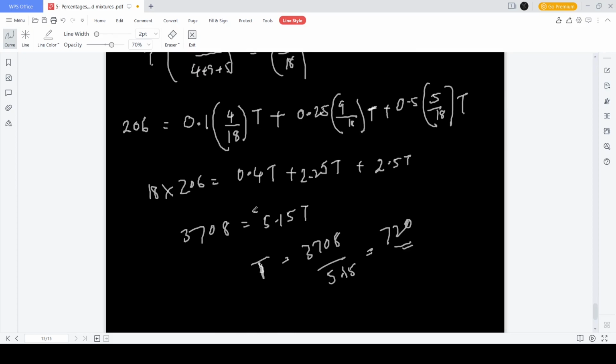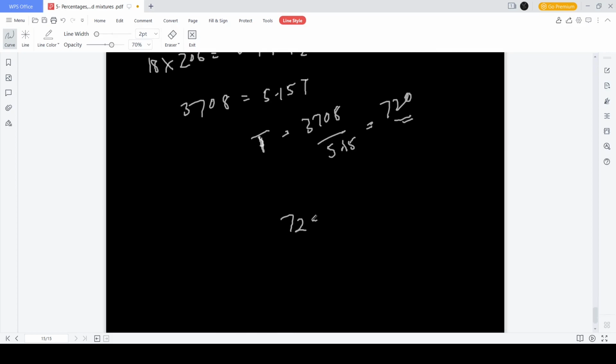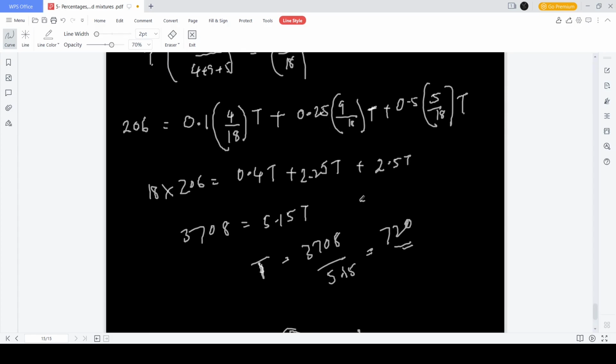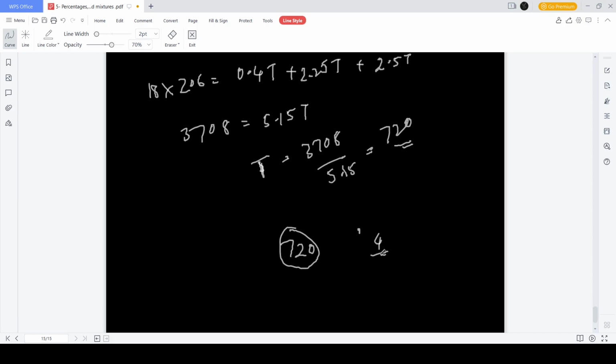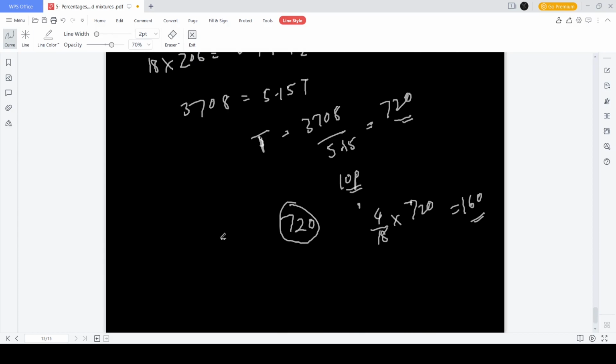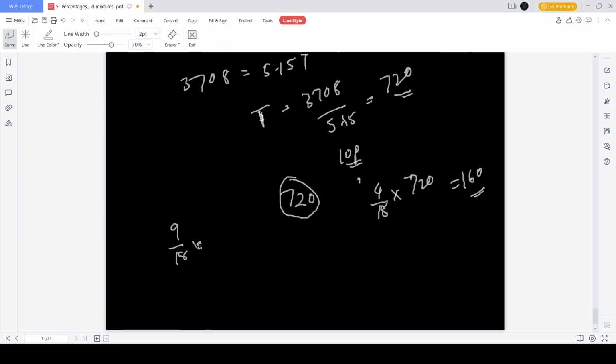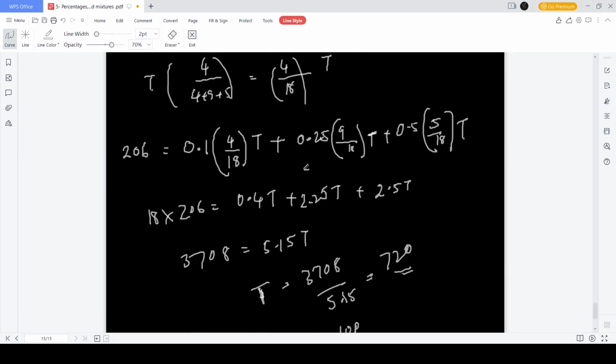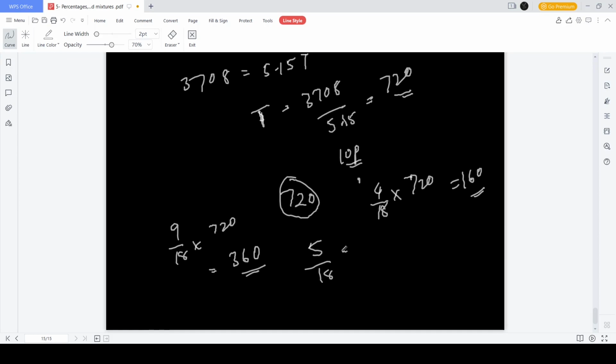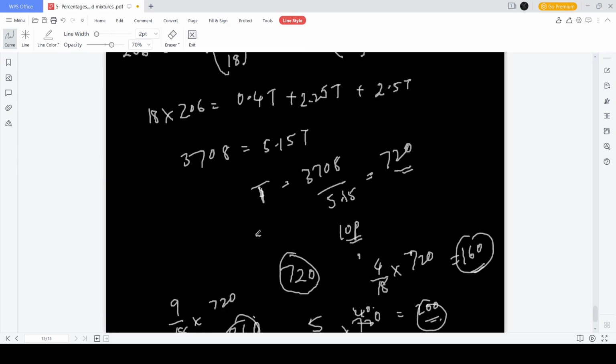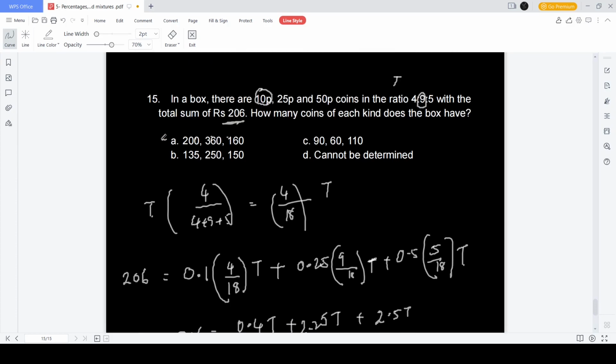So now we have to find out how many 10 paise coins are there. Again, using the same thing, we get 720 as the total. So for the 10 paisa coins, there are 4 by 18 into 720, which is nothing but 160. Similarly, the next type, which is 25 paisa coins, is nothing but 9 by 18 into the total 720. This is 360 coins. And the last type is 50 paisa coins, which is 5 by 18 of the total. So 5 by 18 into 720 is 200. So the number of coins is 160, 360, and 200. This is the answer.